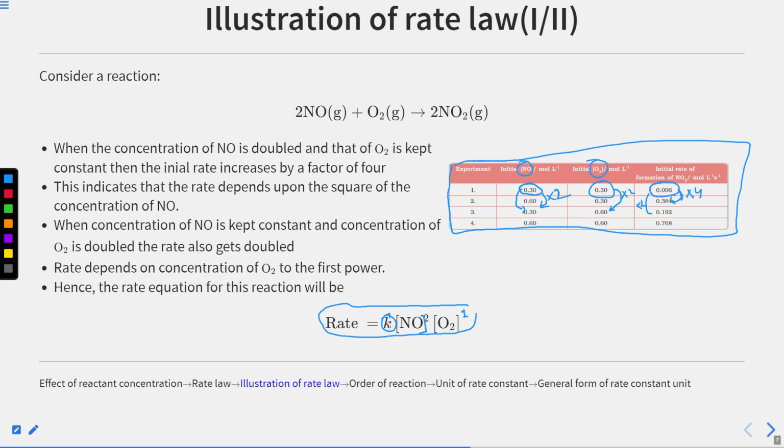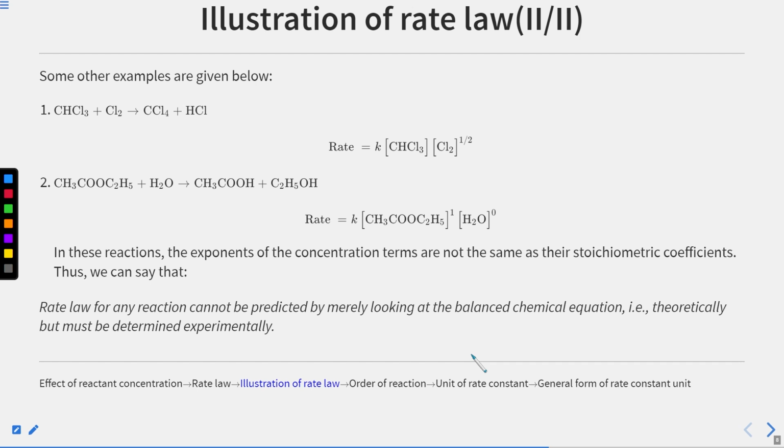Now, if you look at this chemical equation, you can see that here also the stoichiometric coefficient of NO is 2 and of oxygen is 1. So you can say that the stoichiometric coefficient is equal to its power, but this is not final. Now I will give you some examples where you will see that we have a different stoichiometric coefficient, but the outcome for the rate law is different. So let us see some examples here.